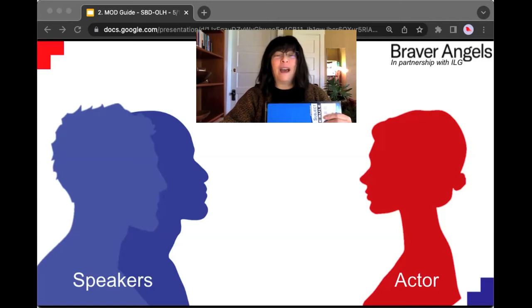Just measured pushback. So the red actor is not using the skills, so that the blue speakers have to work a bit to use the skills. And the blue speakers can then try using more of the skills like acknowledgement, mentioning areas of agreement, and continuing from there. So here's what that might sound like.